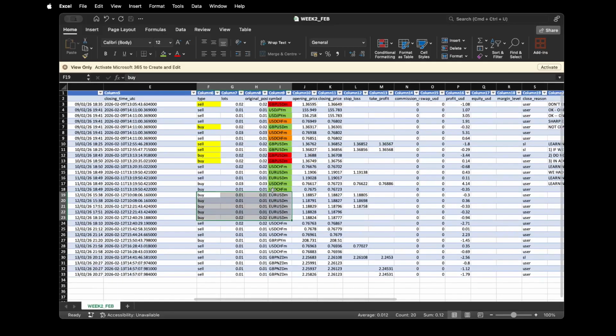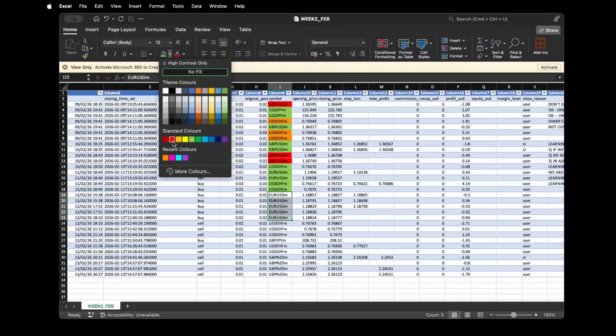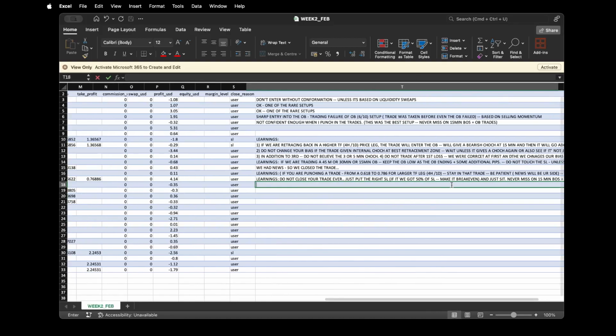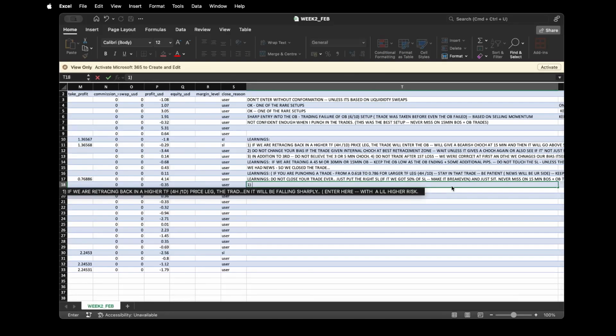So this is all red. I will not consider this as even a good trade. I should have just not taken this trade. Again, the first thing that we learned from this.